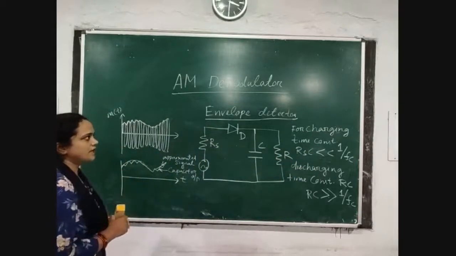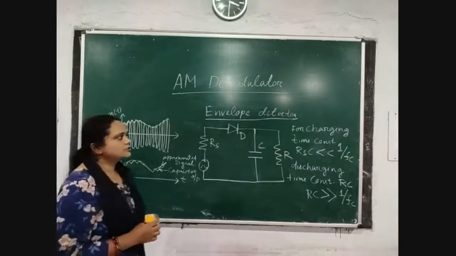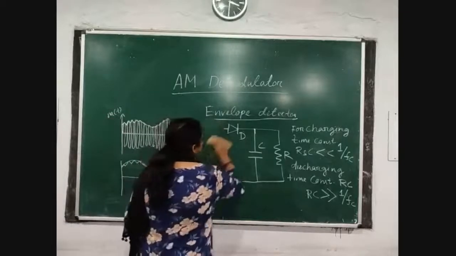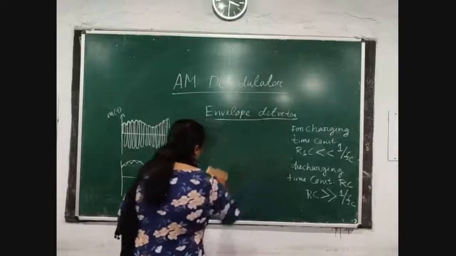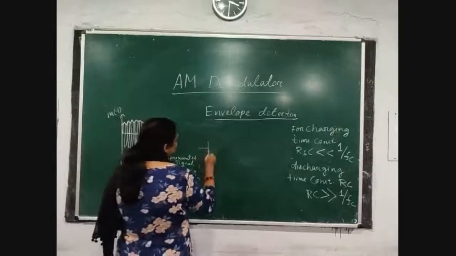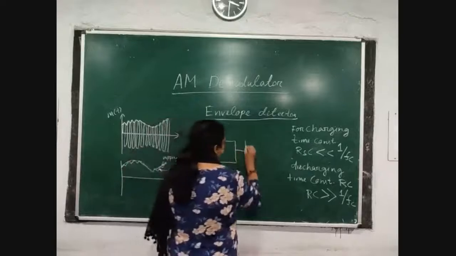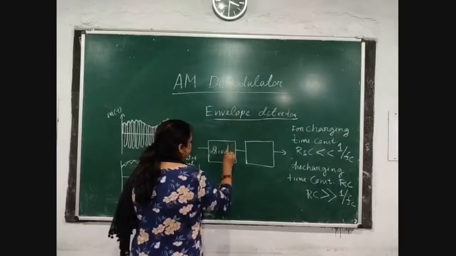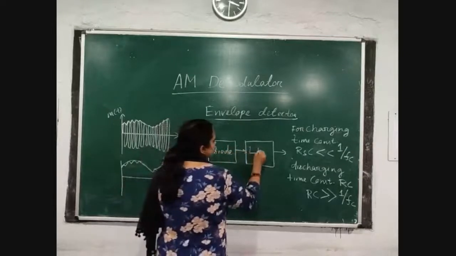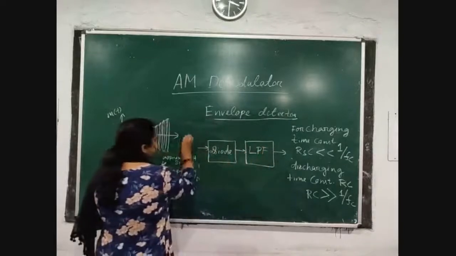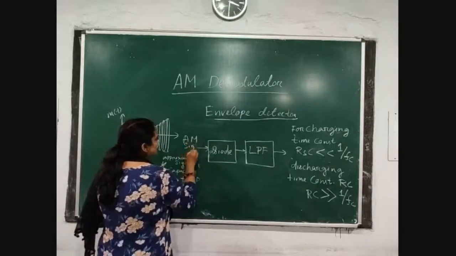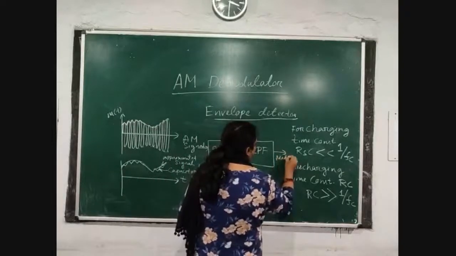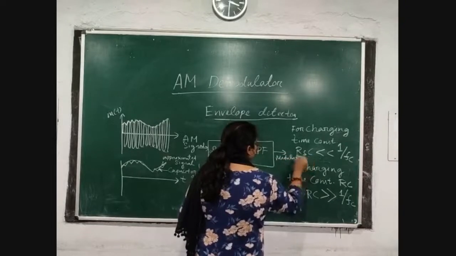So this is all about the envelope detector. If we want to draw the block diagram of the envelope detector, how does it look? It looks like this. This one is the diode, this one is the low pass filter. Input is the AM signal, output is the modulating signal.